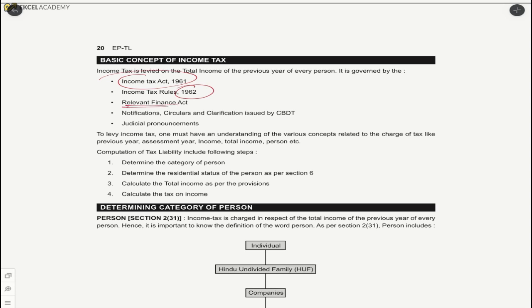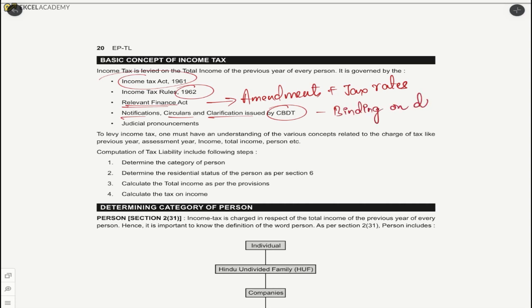Then we have relevant Finance Act, mostly for the amendments if there are any, and also most importantly for the tax rates. Then we have notifications, circulars and clarifications issued by the CBT. We know that these are all binding only on the department and not on the assessees. Then we have judicial pronouncements. First will be Supreme Court, then next High Court, then the various lower courts. This is what is most important, the Supreme Court pronouncements.